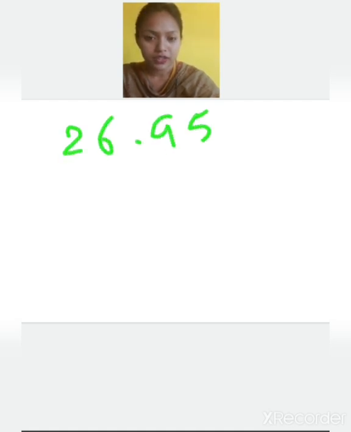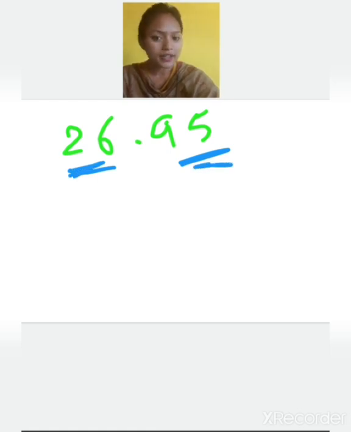Now to understand this thing more clearly, I'll write a number for you. It is 26.95. In this one, this part is the whole part and this part is the fractional or decimal part.